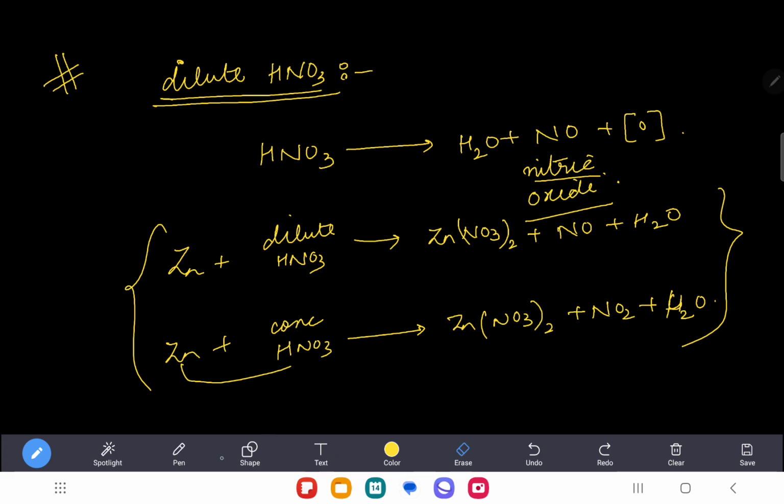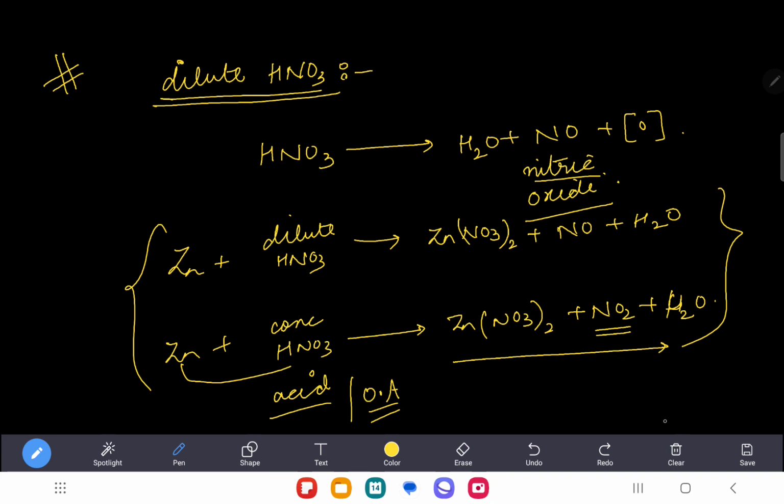So here it basically shows what? That HNO3 is acting as an acid as well. And it is also acting as an oxidizing agent as well because NO2 is being produced.